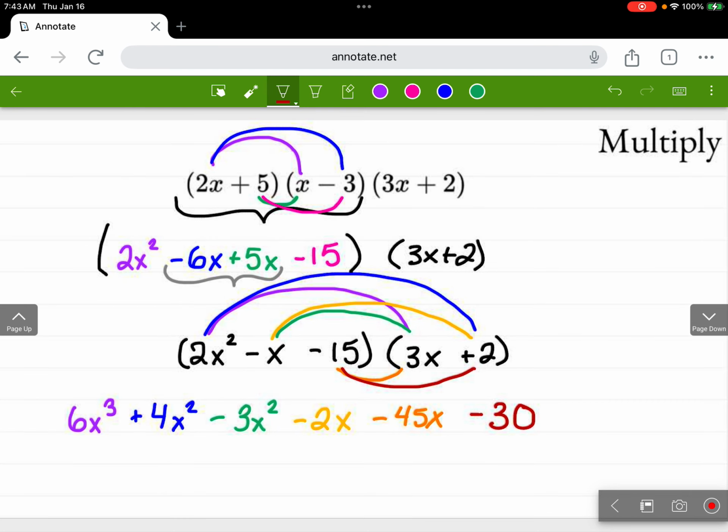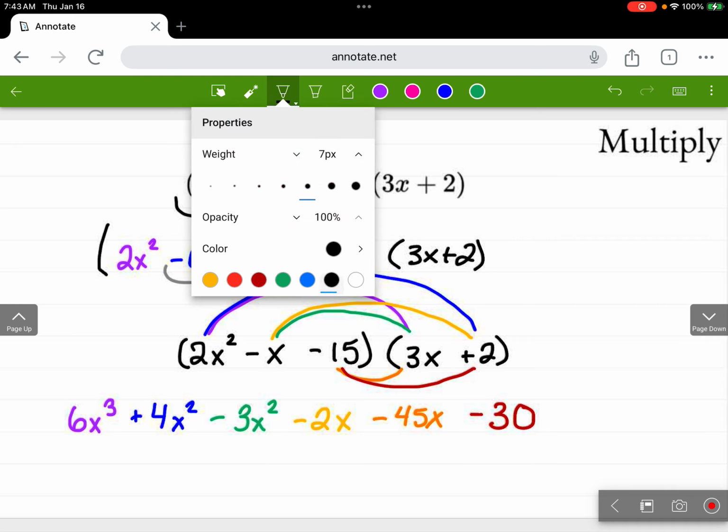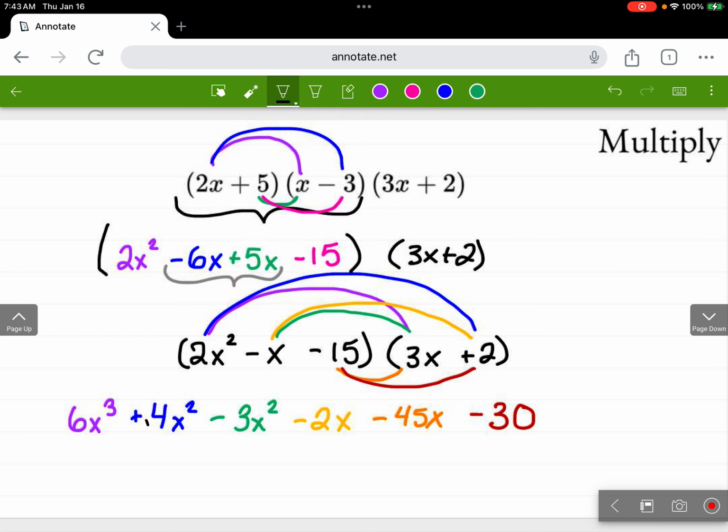One last step. We got to combine our like terms in here. So the pieces that have like terms are our squareds. So 4x squared minus 3x squared.